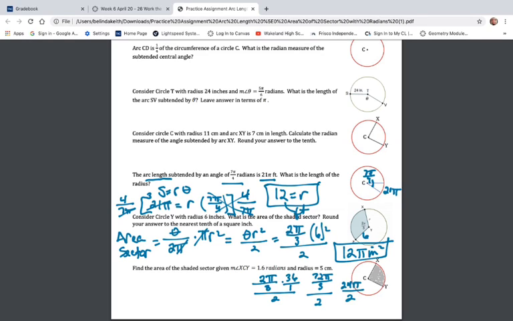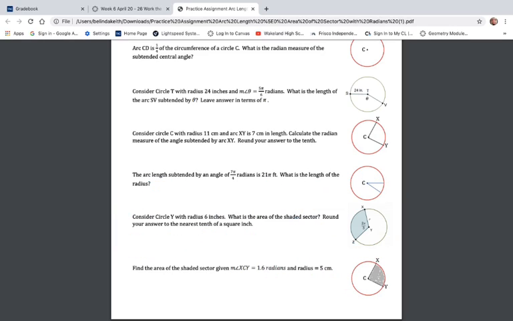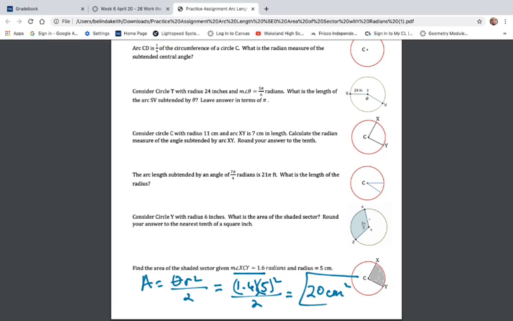All right, I'm going to clear that off and then do the last one. Again, we're using the area formula that we just talked about, which is theta times r squared over 2. It wants us to find the area of the shaded region. This is the angle, 1.6. The radius is 5. You're going to square that and then divide by 2. So when you multiply all of that out, you're going to get 20 centimeters squared.